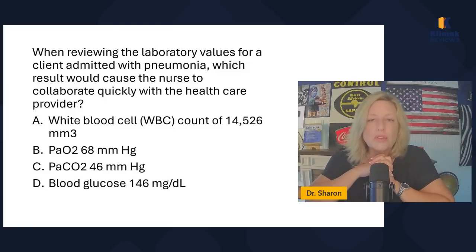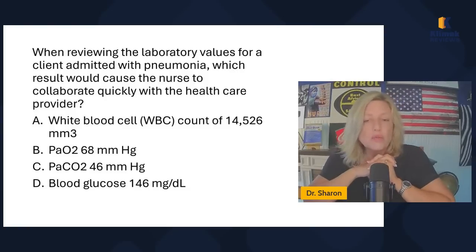When reviewing the laboratory values for a client admitted with pneumonia, which result would cause the nurse to collaborate quickly with the healthcare provider? What this means is, which one are you most concerned about? It's just a different way to say which one are you most concerned about. The white blood cell count of 14.5, PaO2 of 68, PaCO2 of 46, or blood glucose of 146.